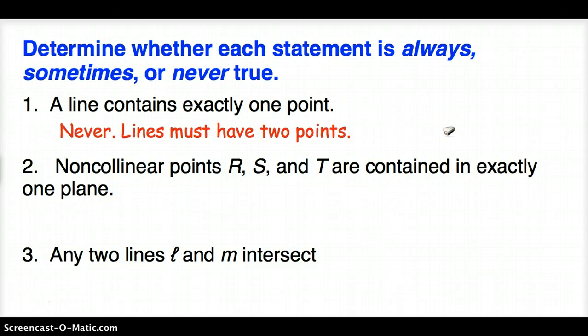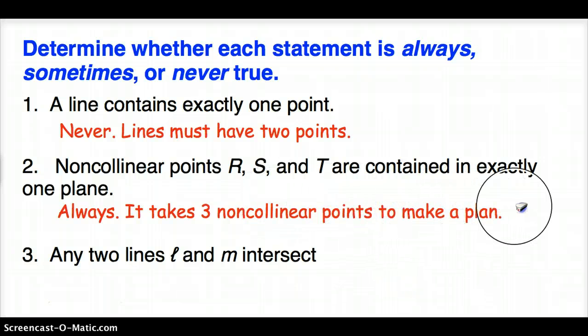Example number 2, non-collinear points R, S, and T are contained in exactly 1 plane. Think about this for a minute. Is that always true, sometimes true, or never true? When we talk about non-collinear points, remember it takes 3 non-collinear points to make up a plane, exactly 3. So this is always true. Oops, plane. Need an E on the end there.